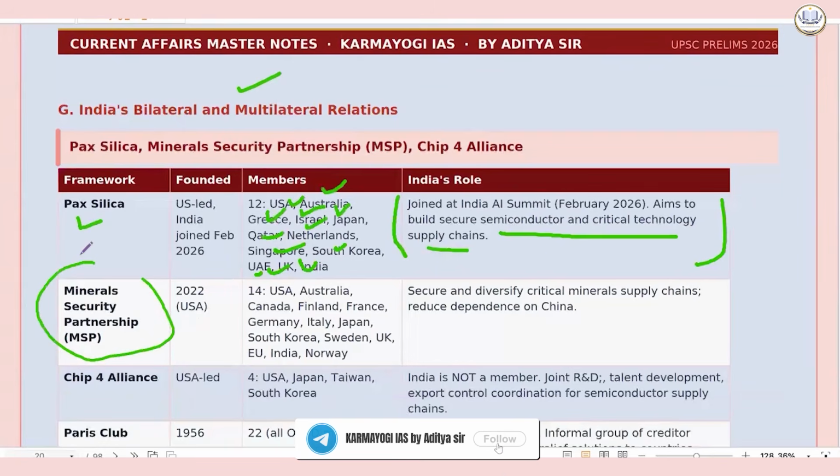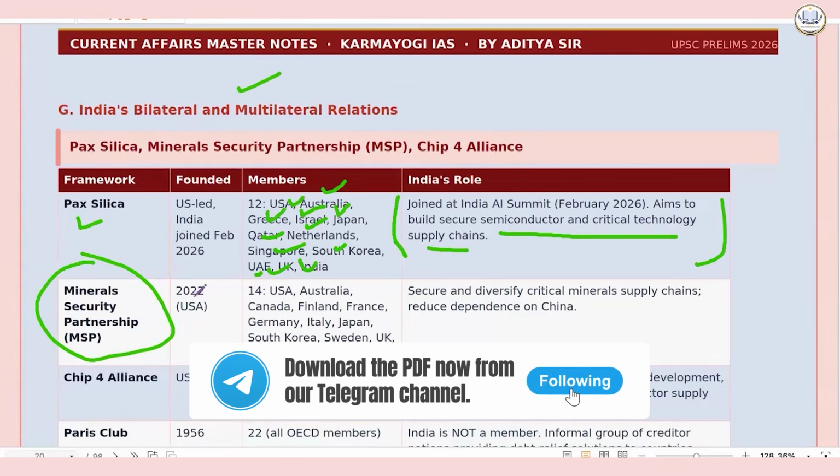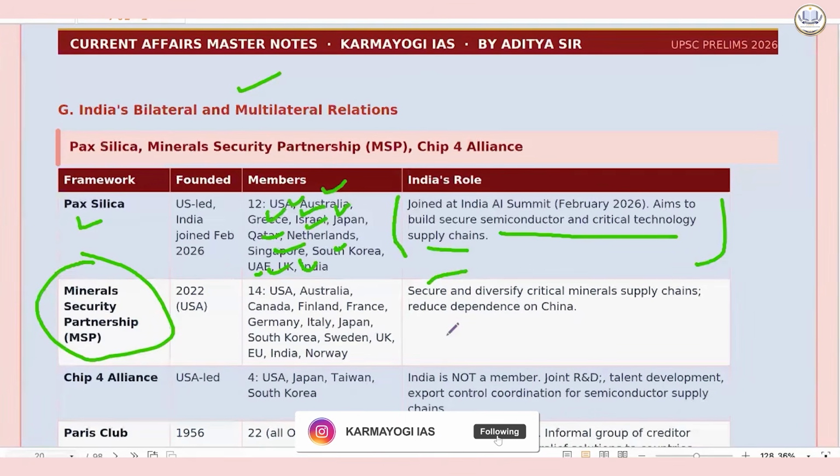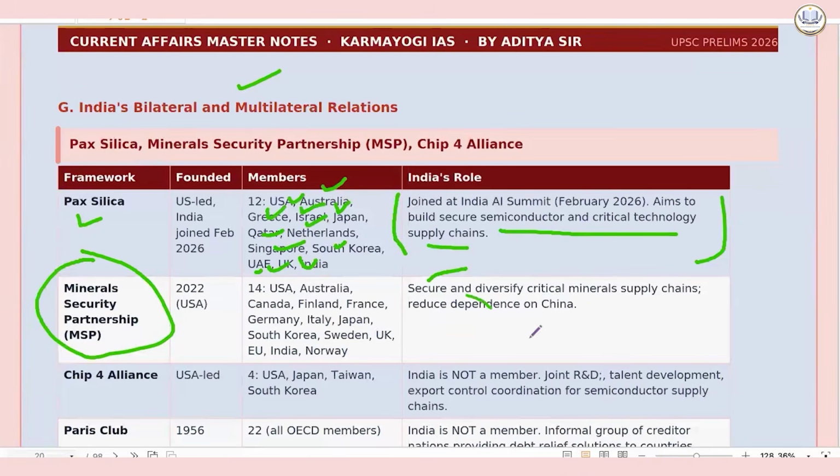Then we have the Minerals Security Partnership, again US-led. 14 members are there. India is a member. Other countries are Australia, Canada, Finland, France, Germany, Italy, Japan, South Korea, Sweden, UK, EU, and Norway. The agenda is to secure and diversify critical mineral supply chains and reduce dependency on China.